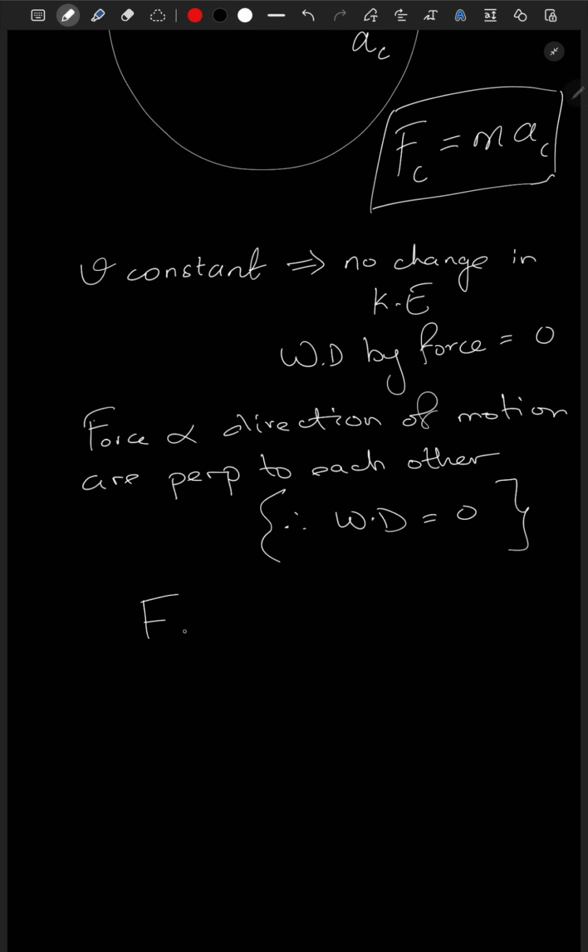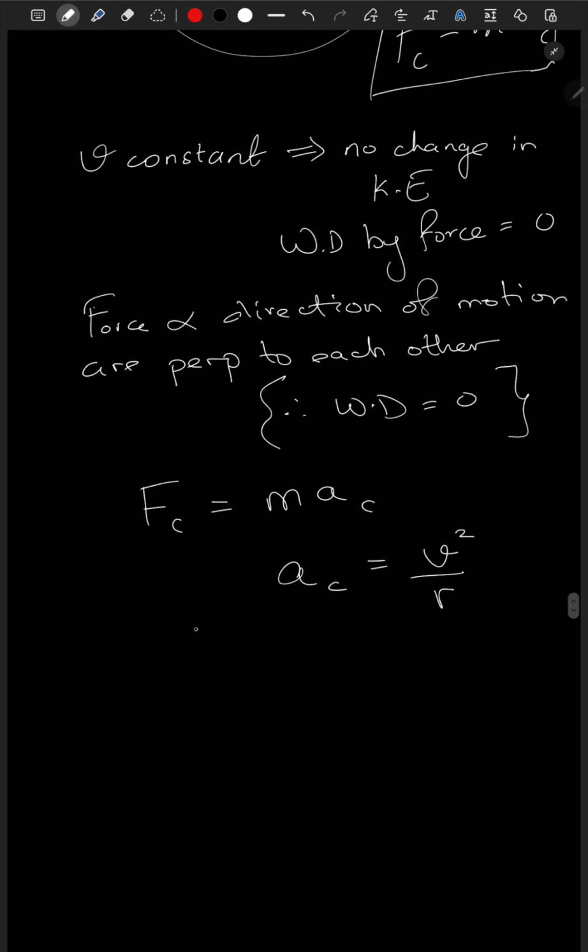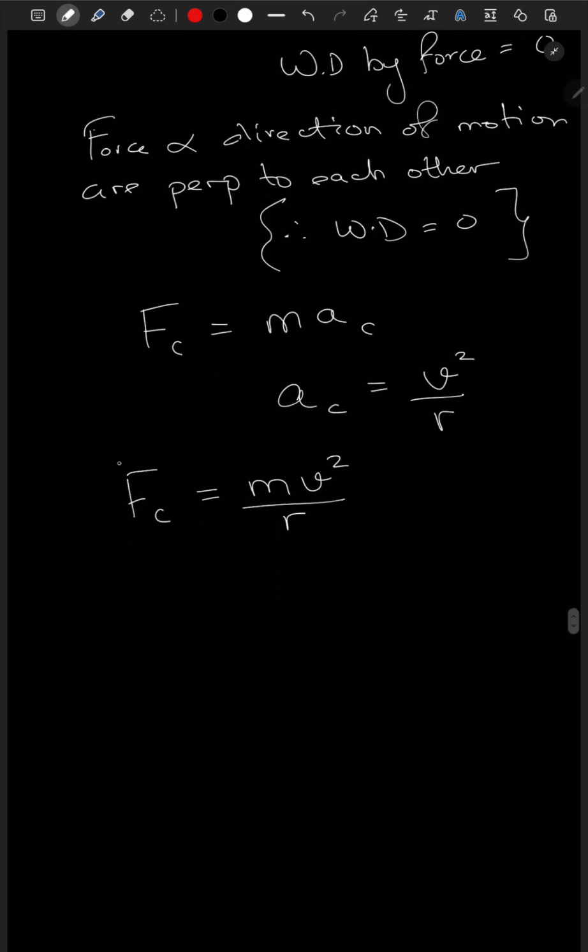So let's see if we can arrive at an equation for the centripetal force. We know that the centripetal force is given by the mass times acceleration, which is the centripetal acceleration. And centripetal acceleration, by definition, was v squared divided by r. So if we substitute into this equation, the centripetal force would be m times v squared over r. So this is the formula for centripetal force.